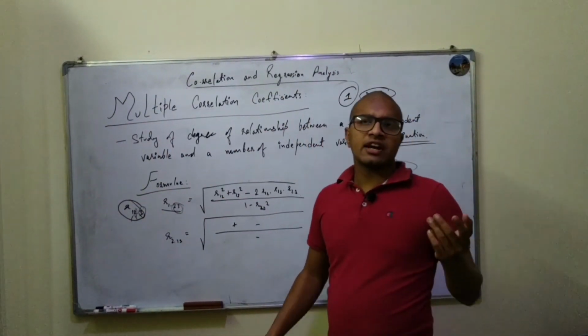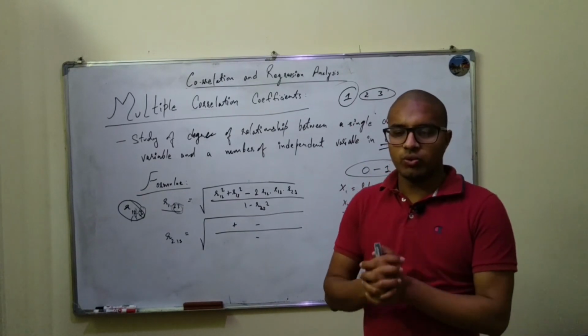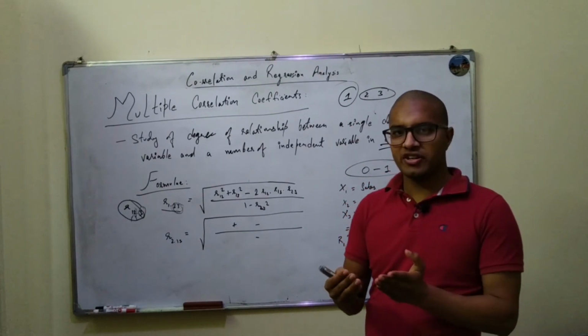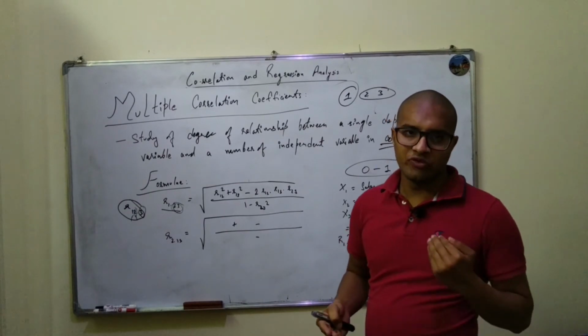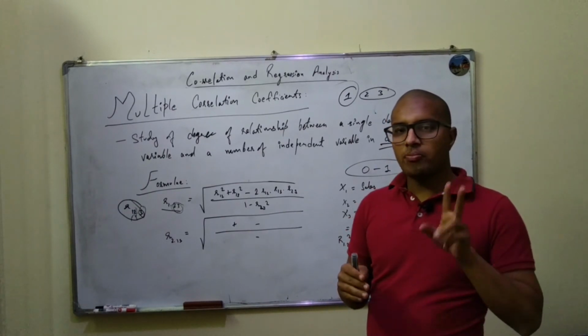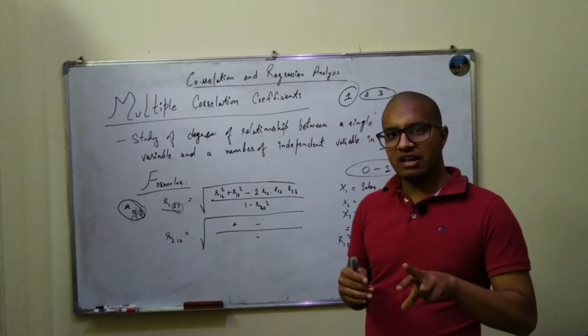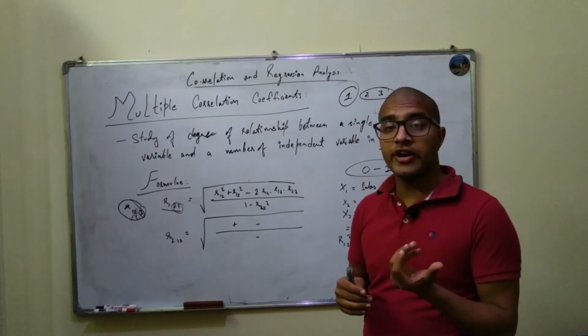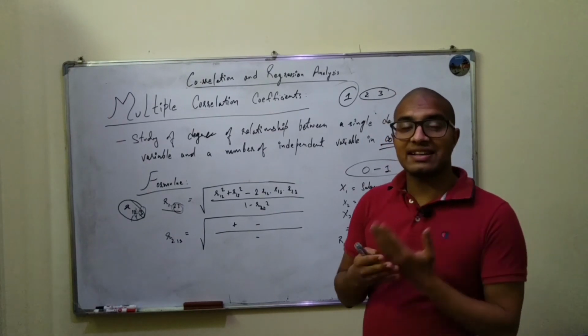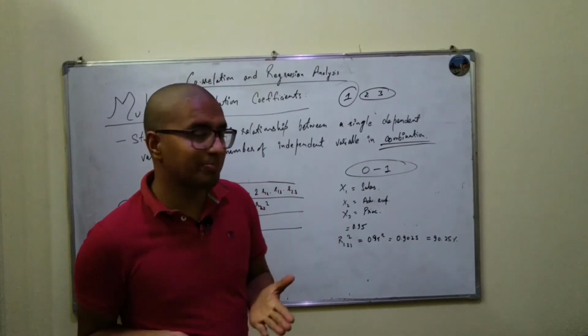So when we are looking at multiple correlation coefficient, what is it? It is a study of two variables where the combined effect of two independent variables on a dependent variable is examined. Okay, so let me explain.